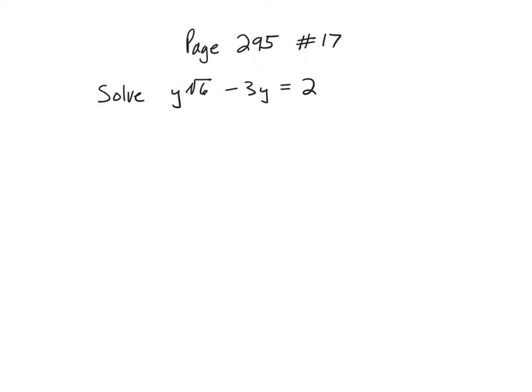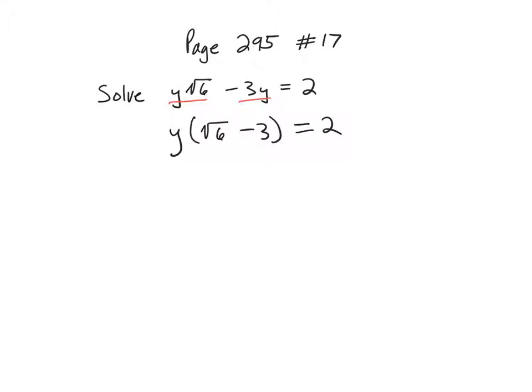But the difficulty is that this term and this term cannot be combined, so I'm going to have to do something different. The way that we do this is we pull out the y, or whatever variable you're solving for. So I'm going to pull out the y as a common factor, and what's left is the square root of 6 minus 3. That quantity equals 2.